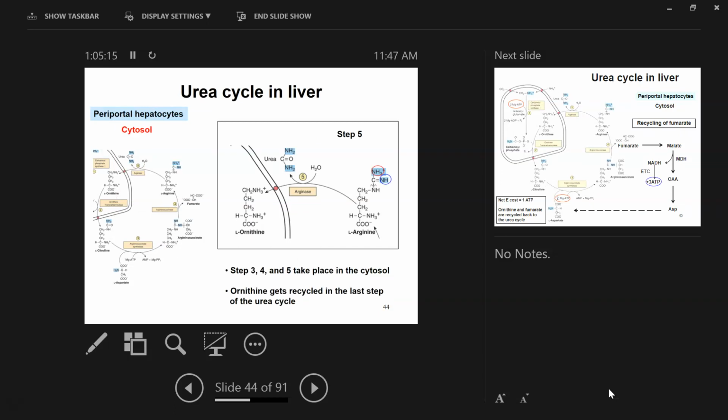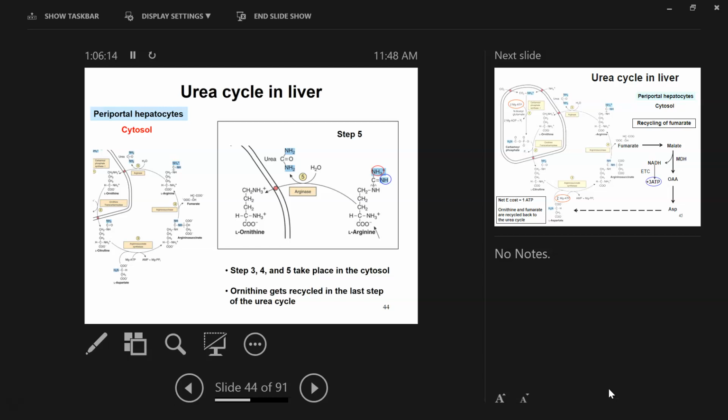Okay, the last step, step 5 in the cytosol, is the formation of urea. Urea has 1 carbon, 1 oxygen, and 2 amino groups. Arginine can be hydrolyzed to generate urea by adding oxygen, which basically comes from water. Arginase is the enzyme that catalyzes this reaction. And once arginine releases the urea, it is converted back to ornithine. So ornithine gets recycled in the last step, then goes back to the mitochondria for the next cycle of urea synthesis.